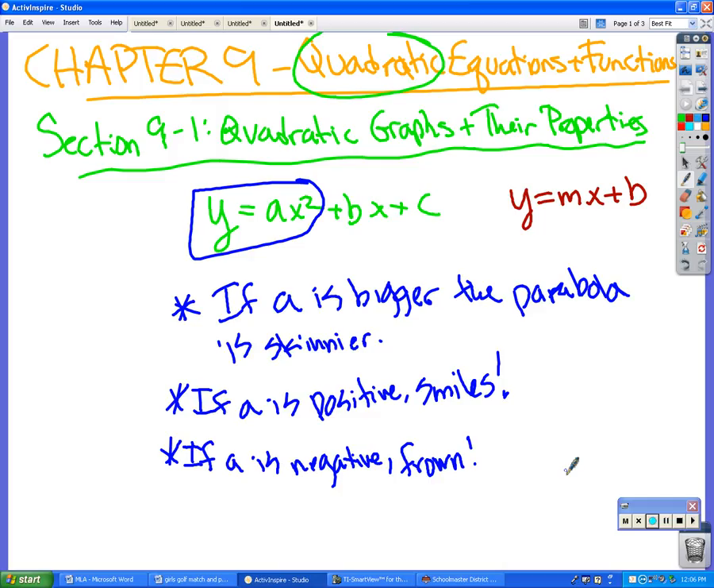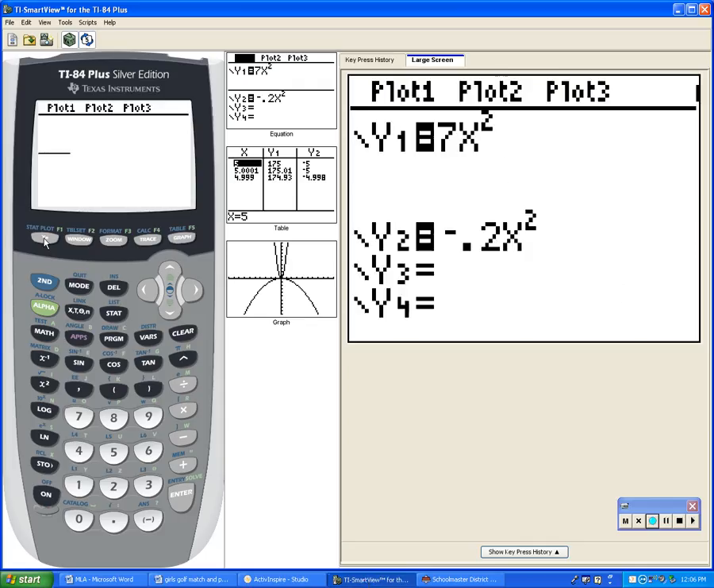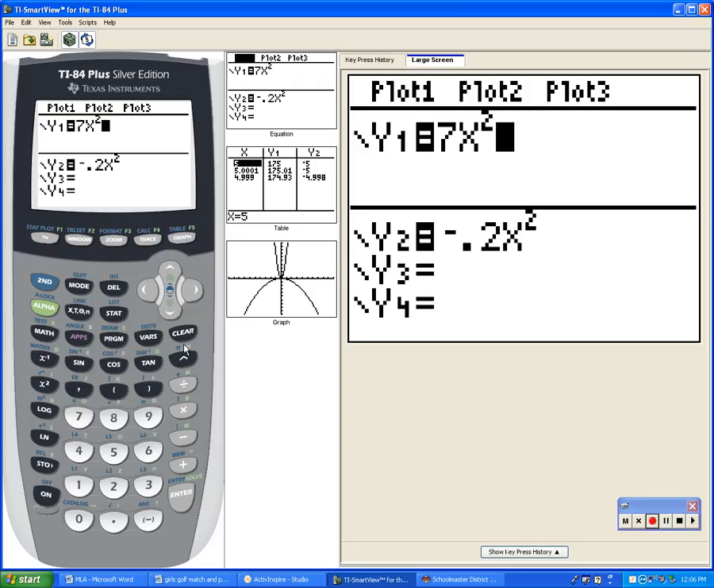All right, we're going to do one last thing today, and that is we're going to mess with the C. We're going to skip over the B because that really screws things up and makes things really complicated. But we're going to mess with the C here. What do you think happens if instead of going just plain old 7x squared, I go 7x squared plus 3? What do you think is going to happen? It starts at 3, right?